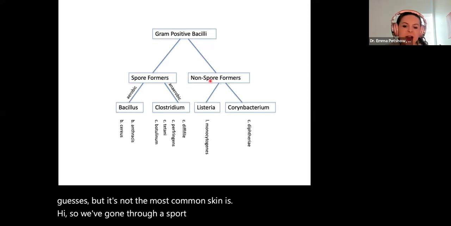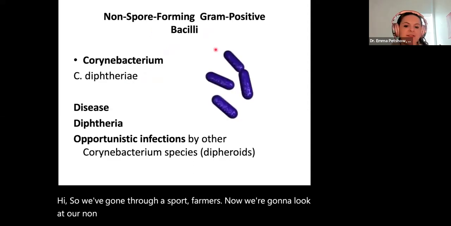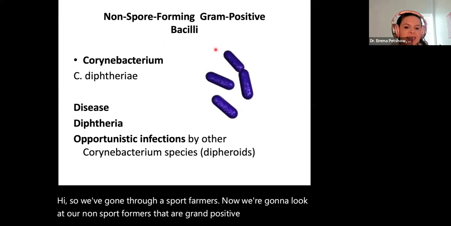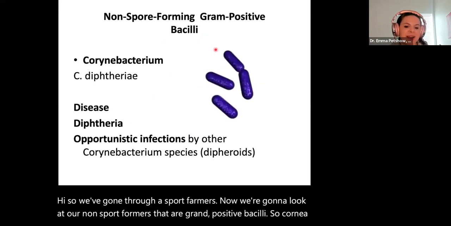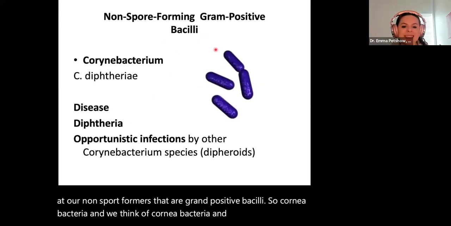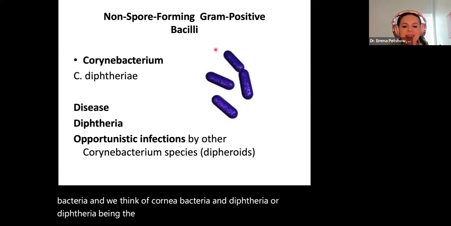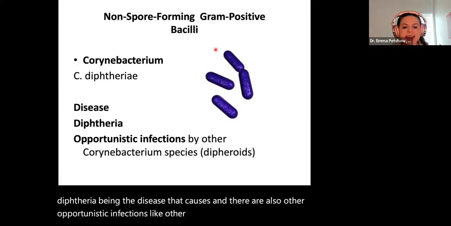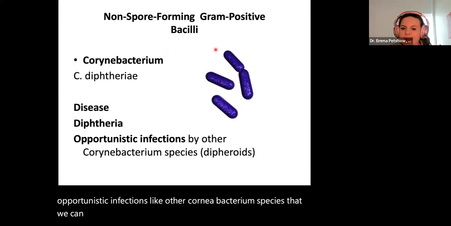Now we're going to look at our non-spore formers that are gram-positive bacilli. So Corynebacterium, we think of Corynebacterium diphtheriae, or diphtheria, being the disease it causes. And there are also other opportunistic infections by other Corynebacterium species that we can see, but diphtheria is the most common one we see with this bacteria here.